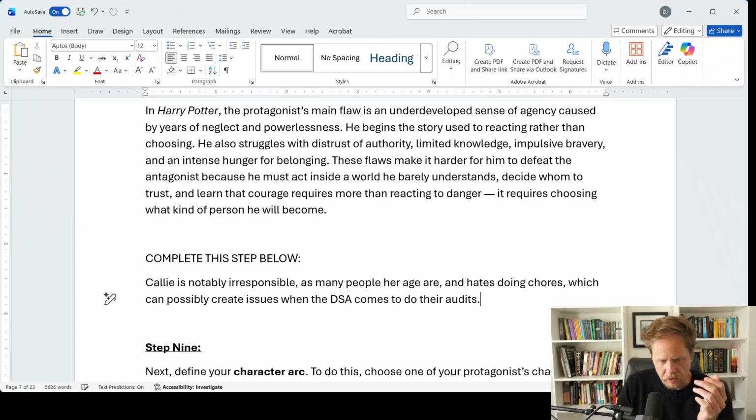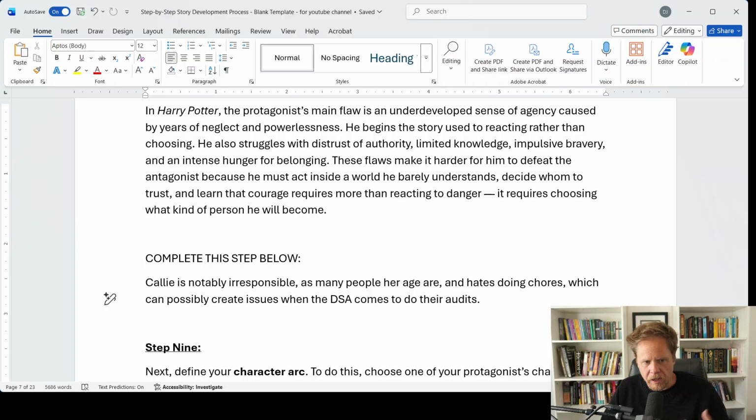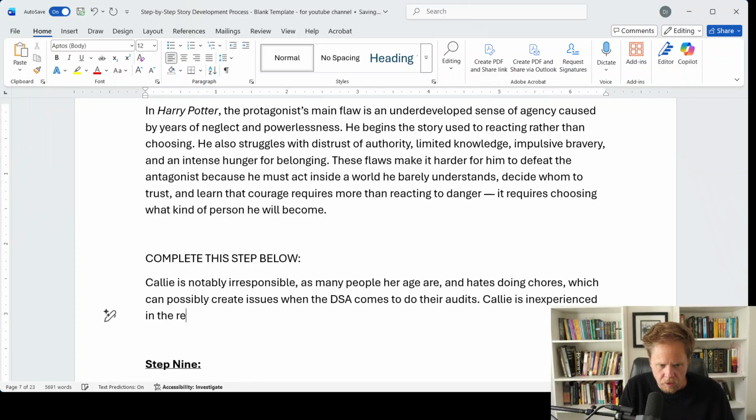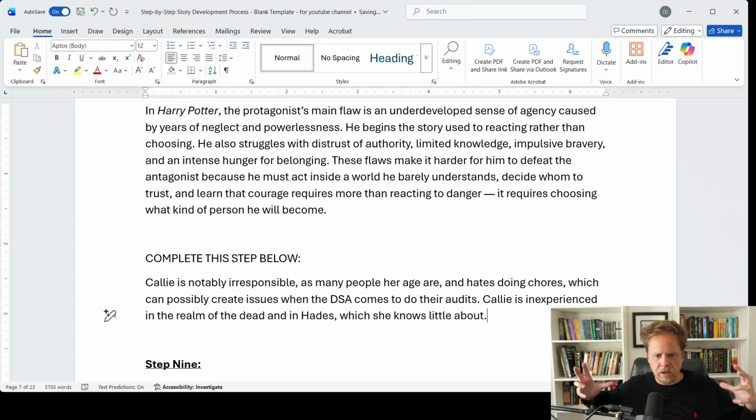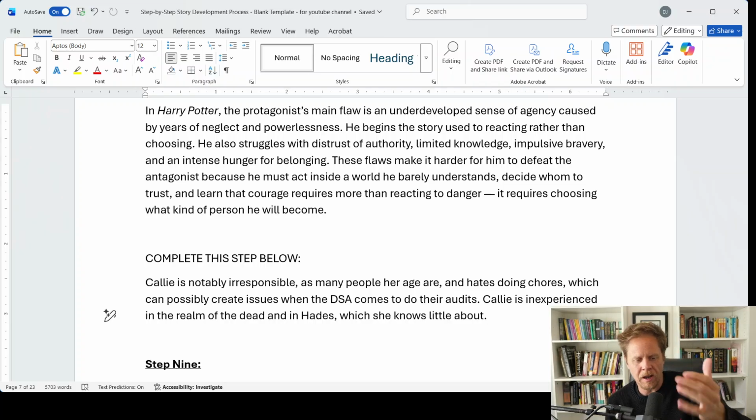So we've just given her a character flaw, okay? And I've shown you how this can help create conflict in our story, right? Now you can give your character many character flaws, right? You can also say that she's inexperienced in the realm of the dead and in Hades, which she knows little about, okay? So if she ever has to go to Hades, for example, later in the story to save her parents, not knowing about Hades and having little experience in the realm of the dead is going to create more conflict and tension and give our protagonist more obstacles and challenges.